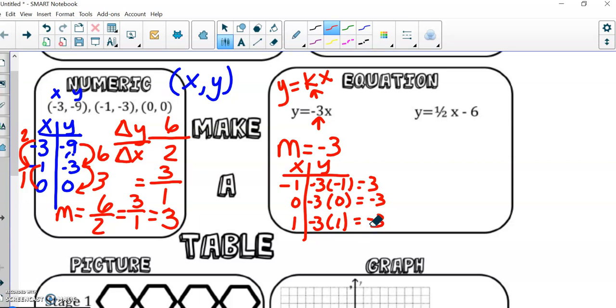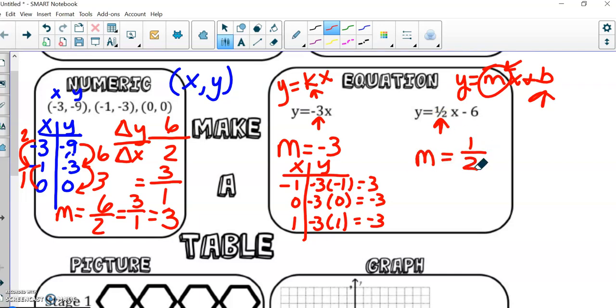In the second equation, this is what we're learning in this unit, y equals mx plus b. This is slightly different from the first equation because it has a constant that you are adding at the end. So our m value is still located next to the x. So the number next to the x is your rate of change. So for this equation, our rate of change is 1/2.